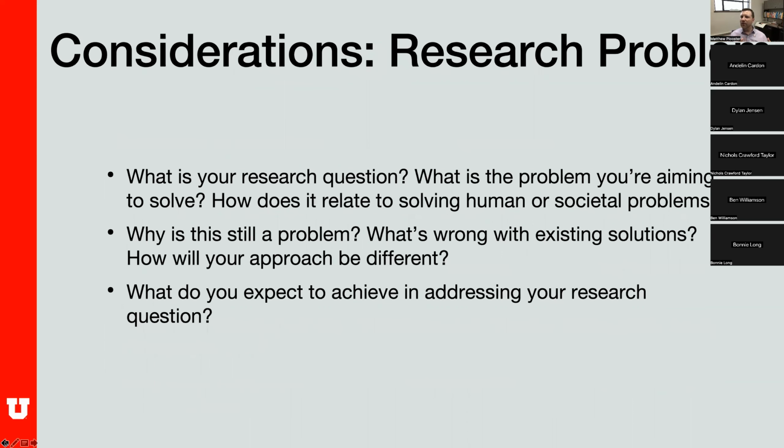Now we're going to go through a handful of considerations here, starting with your research problem. What is your research question? What is the problem you're aiming to solve? So your research question is all about solving a problem. It's not just, I'm curious on this. Why is it important? Why is it important for us to be curious about XYZ? How does this relate to solving human or societal problems? So how is this going to impact society? How is this going to impact life? How is this going to impact scholarship? Why is there still a problem? Is this something that has never been investigated?